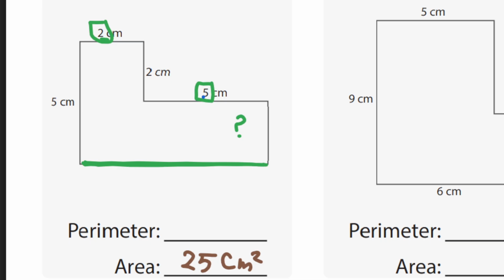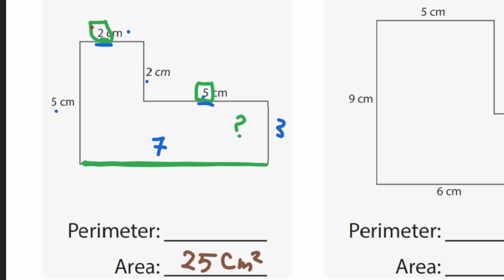So this is 5, this is 2, this is 2, this is 5. We just get this one. We knew it's 5 plus 2, which is 7. And we got this one. It's 5 minus 2, which is 3. So now we have all the sides. We just add them. Let's add.